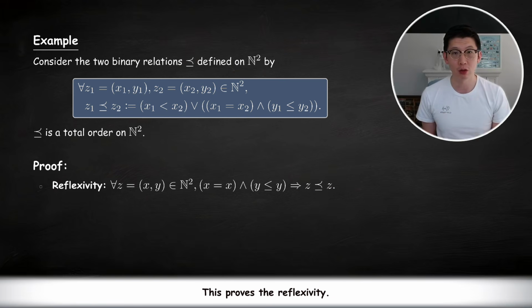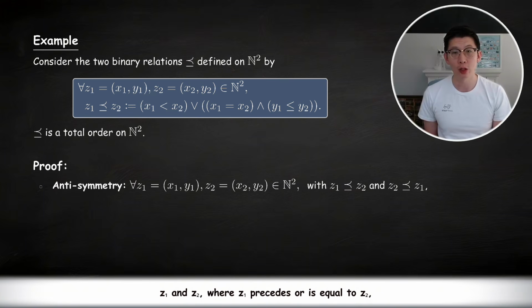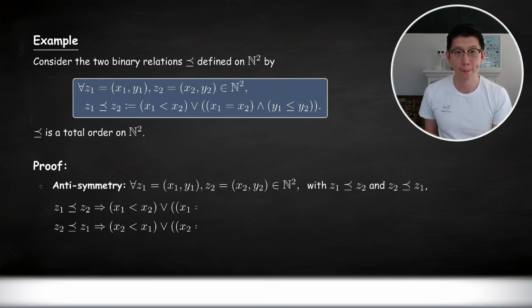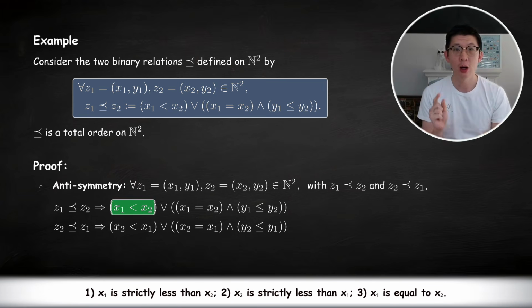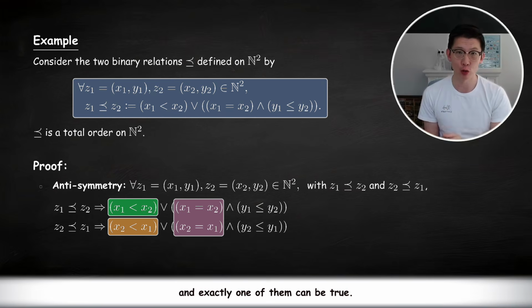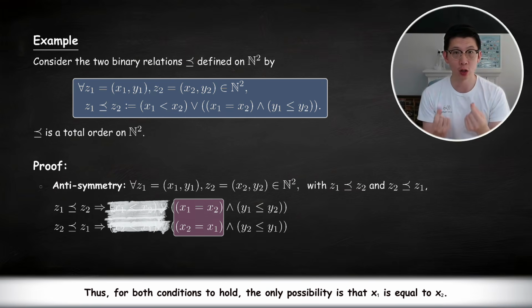This proves the reflexivity. Next, for the antisymmetry, suppose that we are given two elements z1 and z2, where z1 precedes or is equal to z2, and z2 precedes or is equal to z1. This translates into the following two conditions based on the definition of the binary relation. Now, let us consider three cases: x1 is strictly less than x2, x2 is strictly less than x1, and x1 is equal to x2. Clearly, these three cases are mutually exclusive, and exactly one of them can be true. Thus, for both conditions to hold, the only possibility is that x1 is equal to x2.